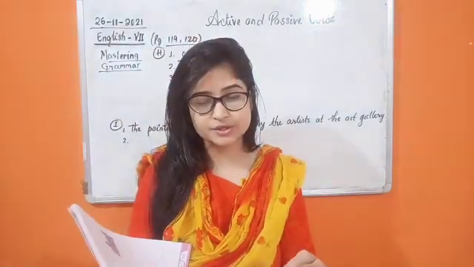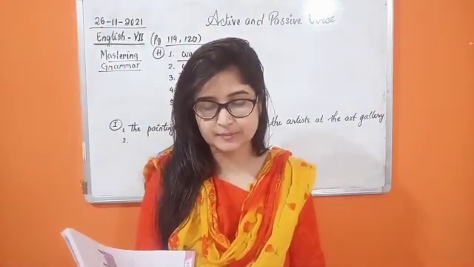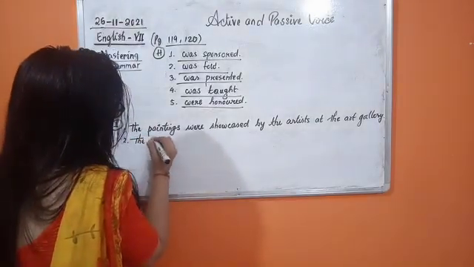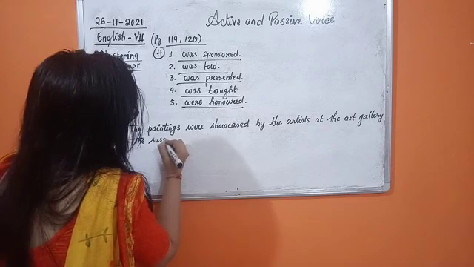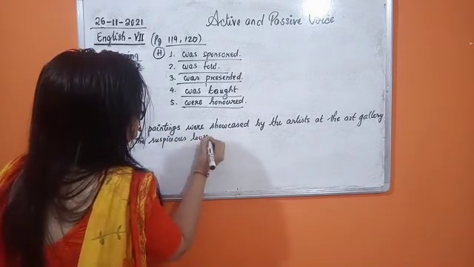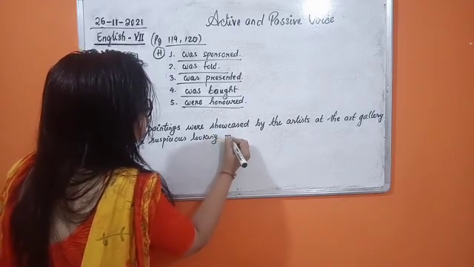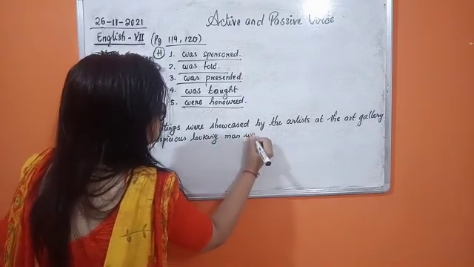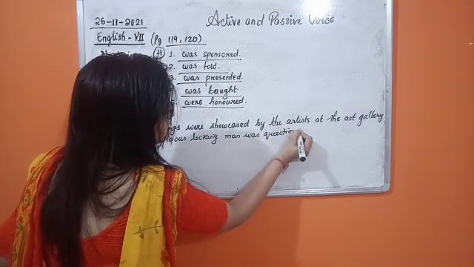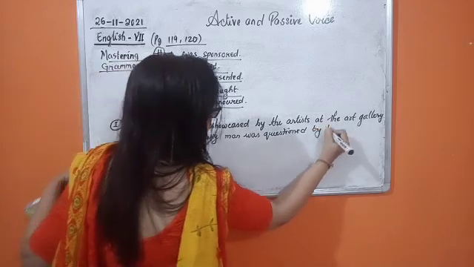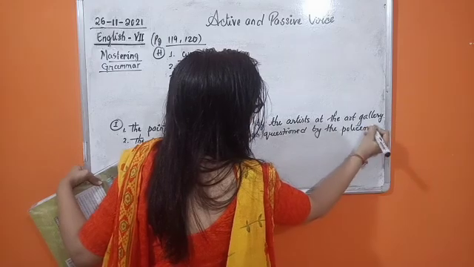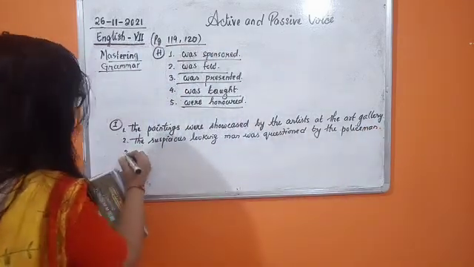And then number 2 now. The policeman questioned the suspicious looking man. So the suspicious looking man, this is our object. The object will become the subject. The suspicious looking man. So this is singular, children. One man only we are talking about. So man was questioned by the policeman. Yes.